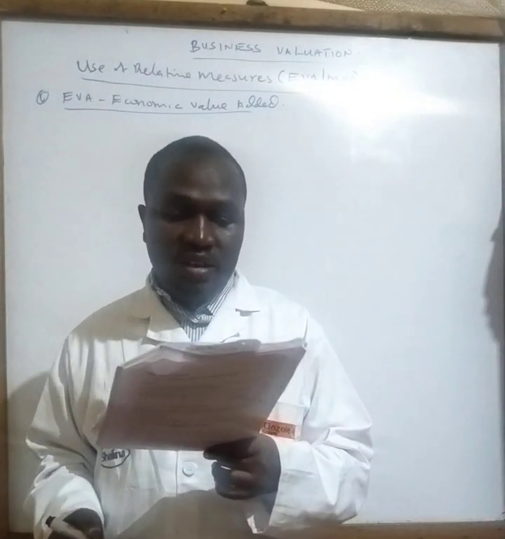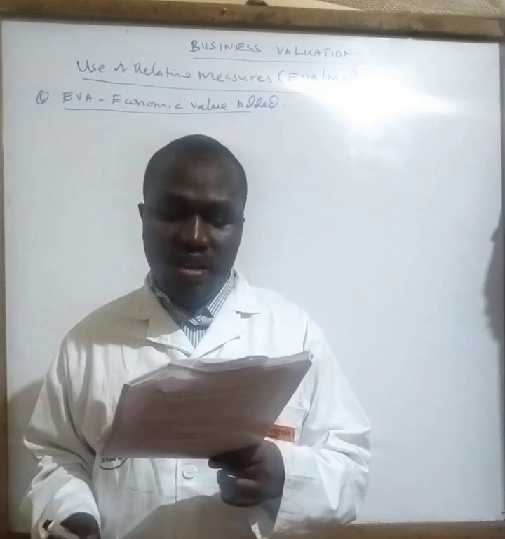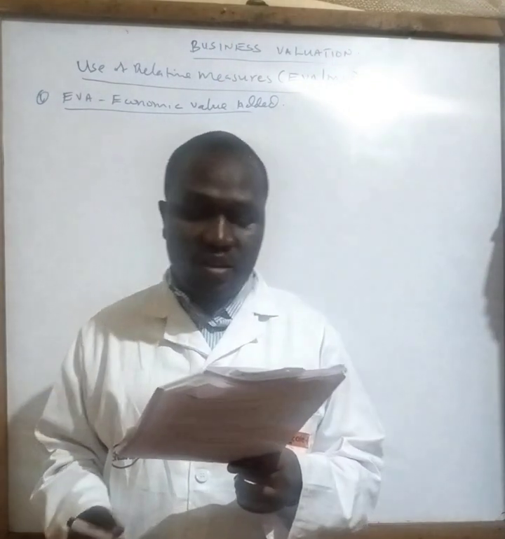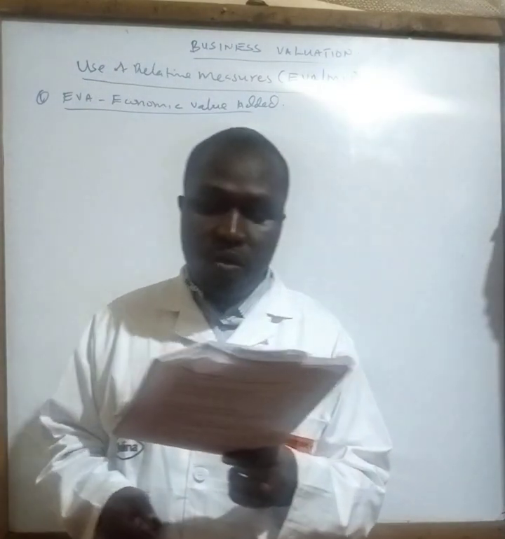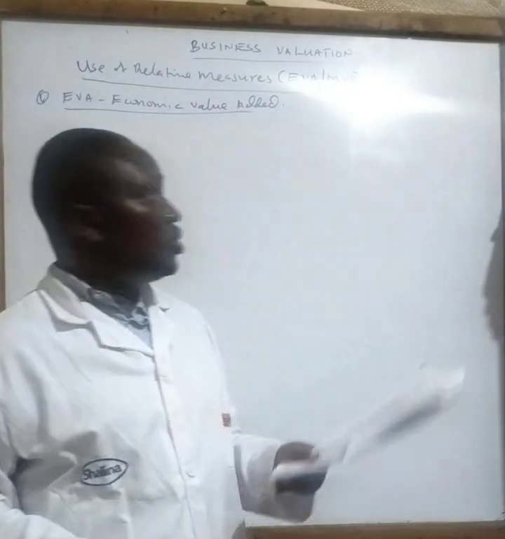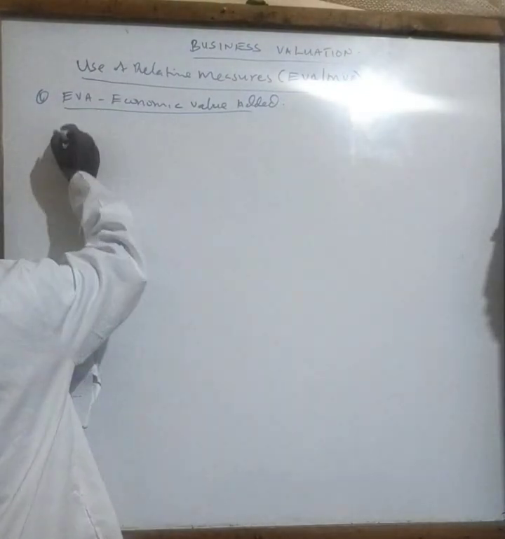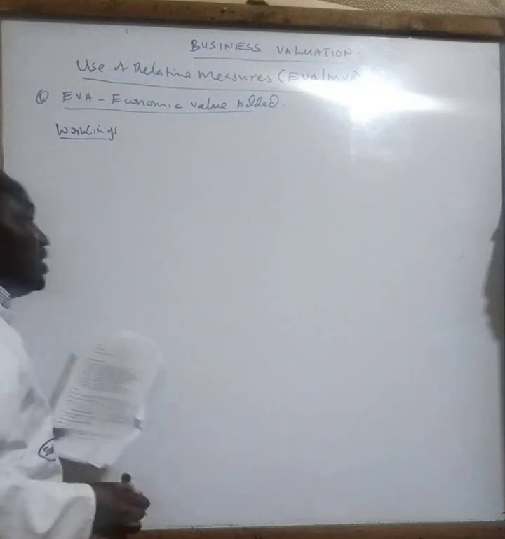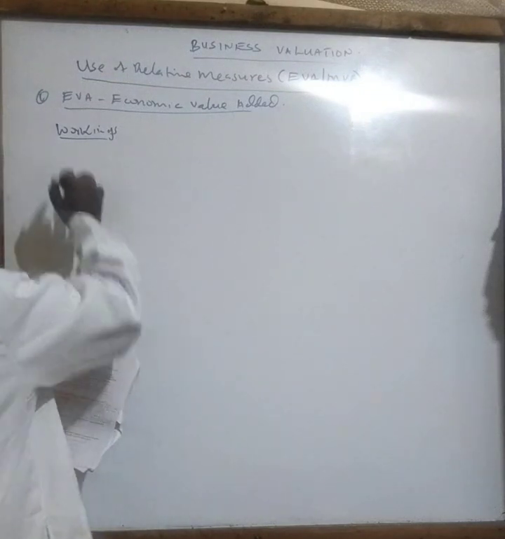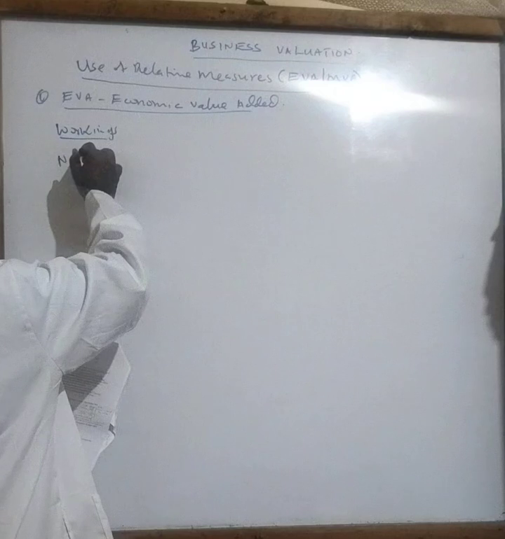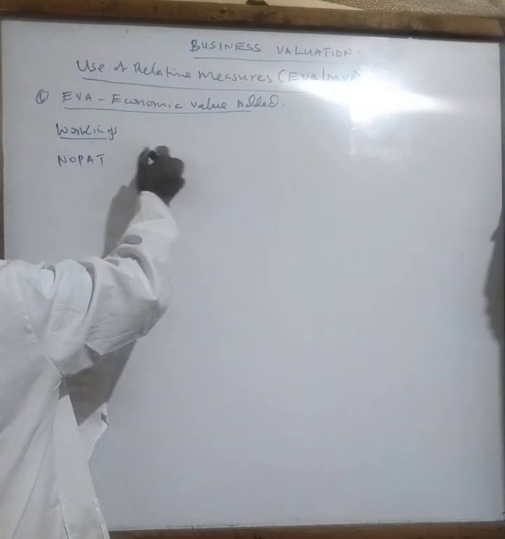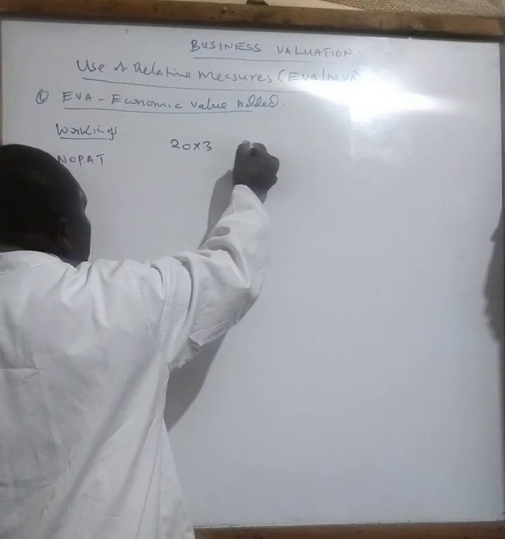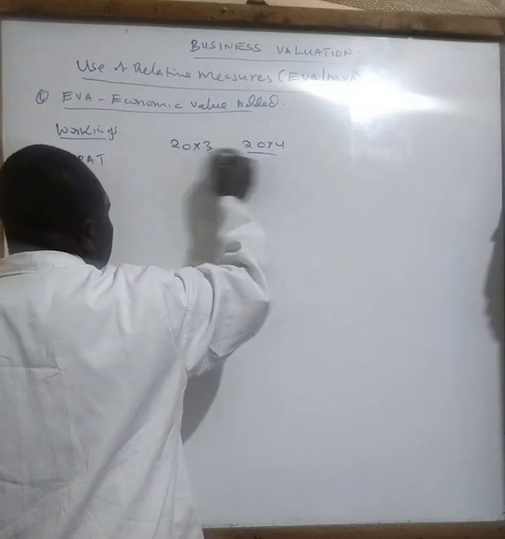Required: stating any assumptions made, estimate the EVA of Joshua Limited for both the years 20x3 and 20x4, and comment on the performance of Joshua Limited. So let's do some workings before we do the computation. By workings, I mean we need to adjust our formula. First of all, let's adjust our NOPAT, for 20x3 and 20x4.